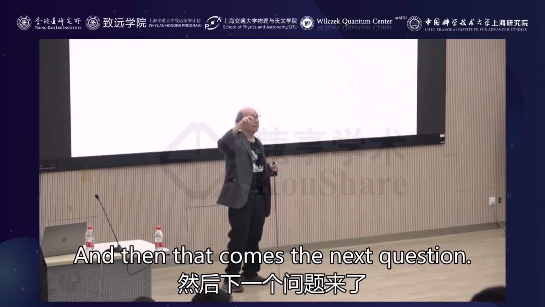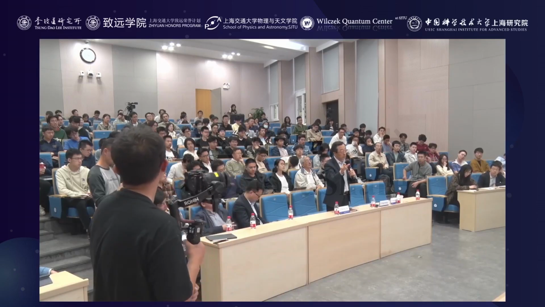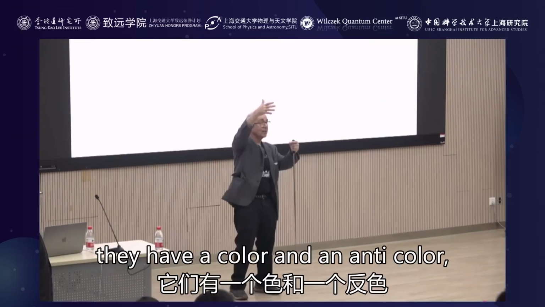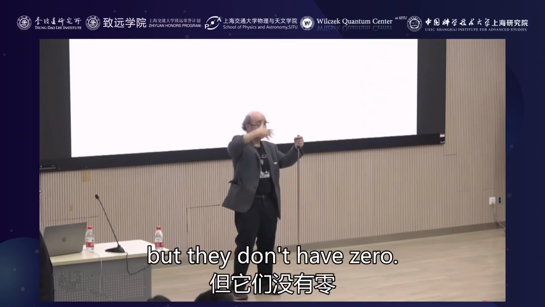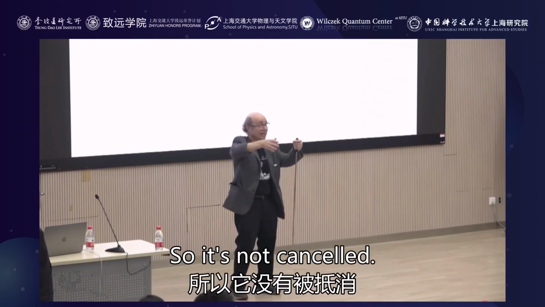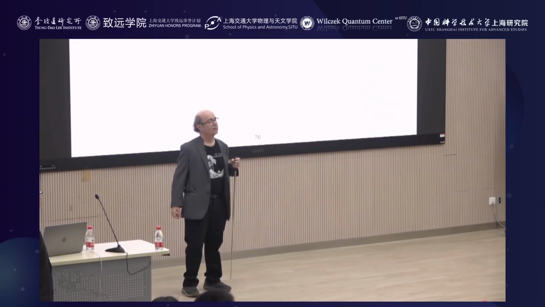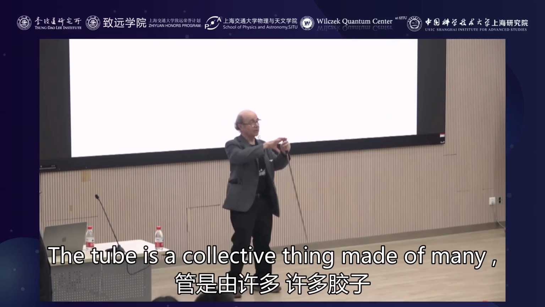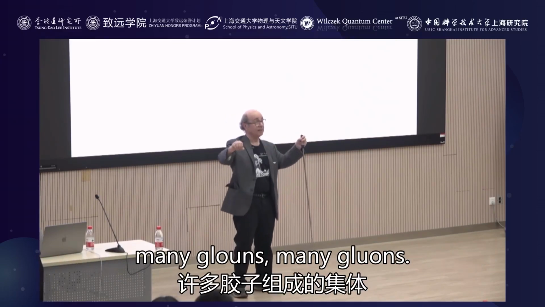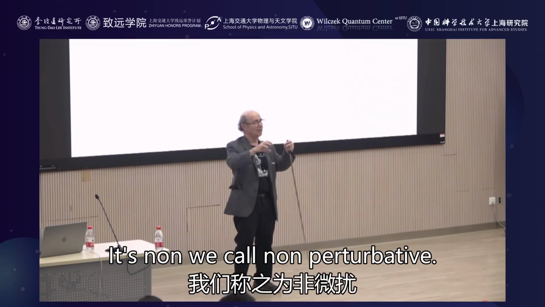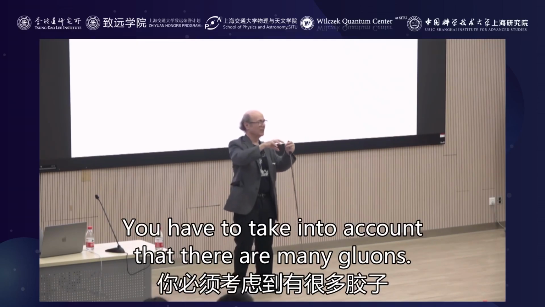Then comes the next question. The gluons have a color and an anti-color, but they don't have zero, so it's not canceled. And so you need more gluons to exchange. The tube is a collective thing made of many gluons. Yes, we call it non-perturbative. You have to take into account that there are many gluons.